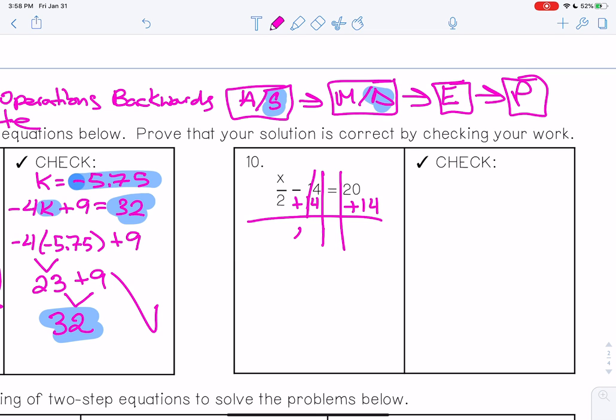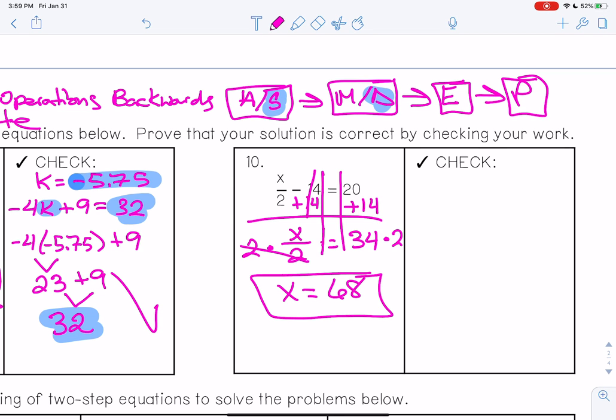My 14's cancel out, and I get x over 2 equals 20 plus 14, which is 34. Now, we have division, x divided by 2. So the opposite would be to multiply by 2 on both sides. The 2's cancel out, and you get x equals 68.